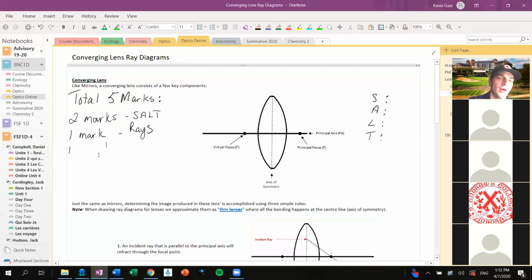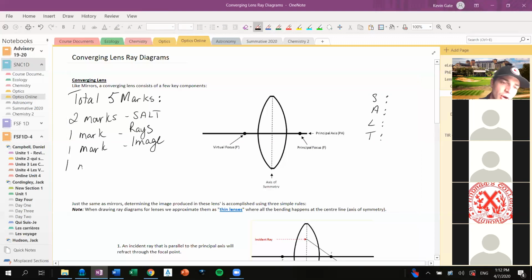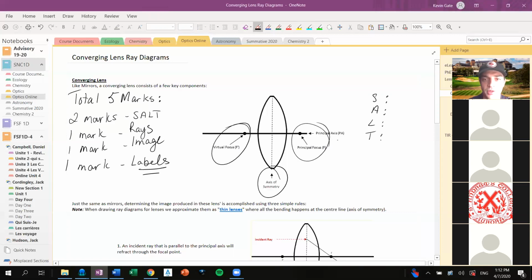So 1 mark for rays, 1 mark for the image itself, and 1 mark for the labels. And the labels we're going to talk about here. So what do I need to label? We need to label the virtual focus, the axis of symmetry, the principal focus, and principal axis. Those are the 4 things we need to label on a lens to get full marks. This is with respect to an image that's located on the left side.